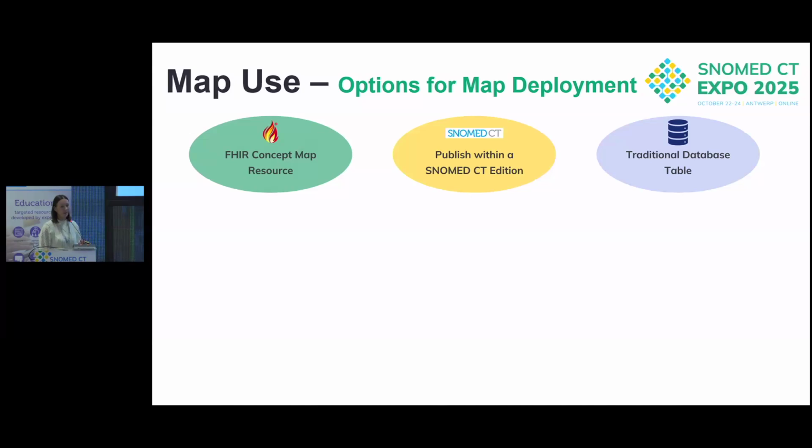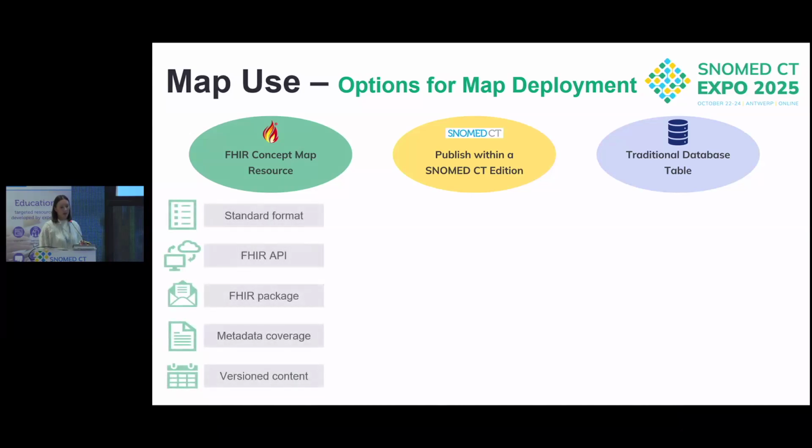So the FHIR concept maps tend to have a standard format that can have a FHIR package and be used with a FHIR API, and they have quite a lot of metadata coverage and safety features within that map to make sure it's version controlled. There's a lot of metadata that's included about the map and where it is.